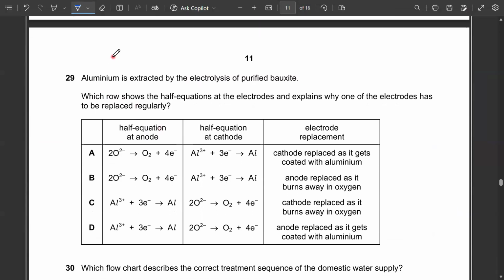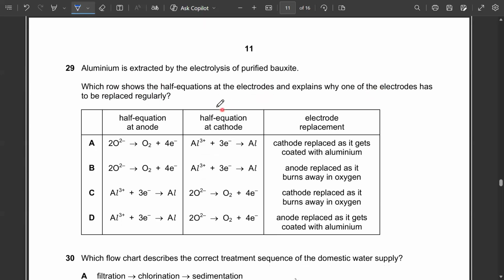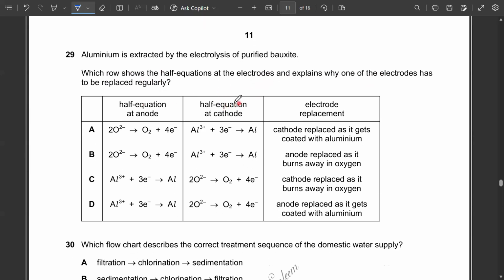Question number 29. Aluminium is extracted by the electrolysis of purified bauxite. Which row shows the half equations at the electrodes and explains why one of the electrodes has to be replaced regularly? So, the reaction at the anode and cathode. We remember the reaction at the cathode. This is what we learned in yesterday's class. We also learned the same question. We had the cathode reaction as the formation of aluminium metal. So from here, option A is the correct option, and option B.